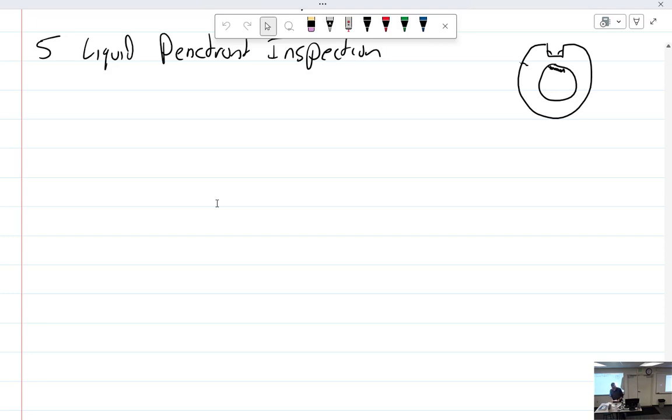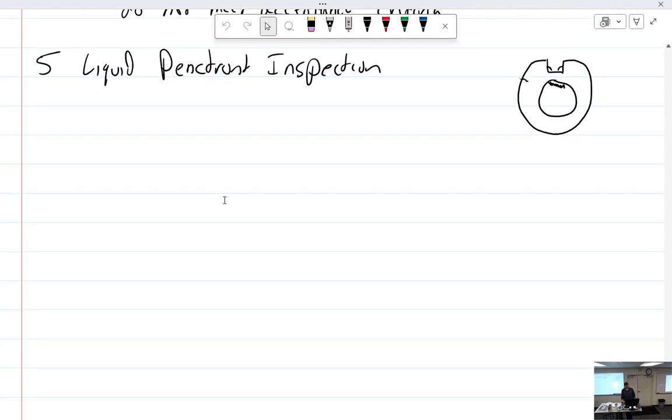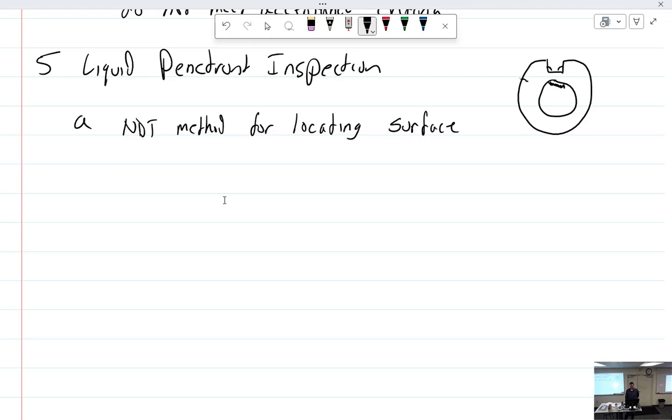All right, and then we started to talk about liquid penetrant inspection, and we got that far. Liquid penetrant inspection. Then we quit. So, liquid penetrant inspection is a non-destructive testing method for locating surface discontinuities.